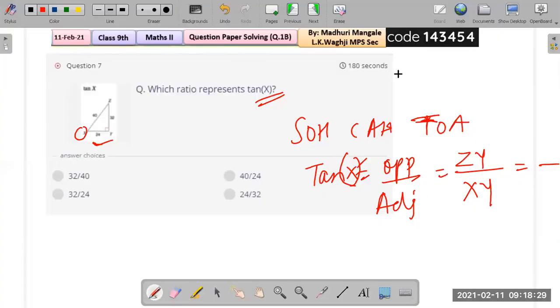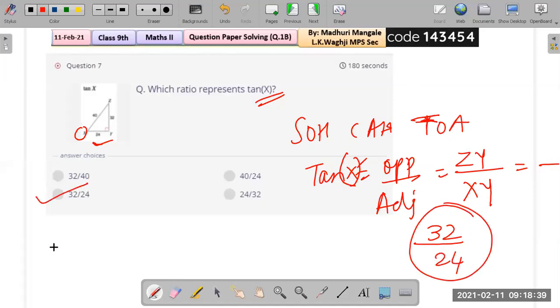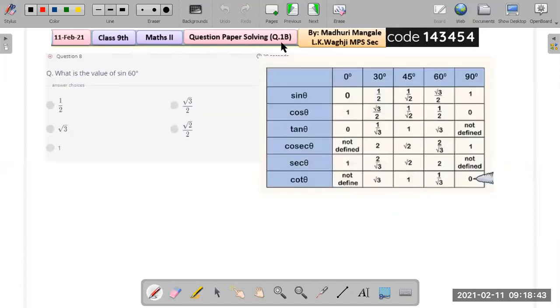The answer to this was zy, that is 32, over xy, that is 24. So 32 over 24, that is the answer. All right, students, please practice trigonometry. This is a very important chapter. Once again, I'll repeat. Fine. That's the next question. Question number 8.